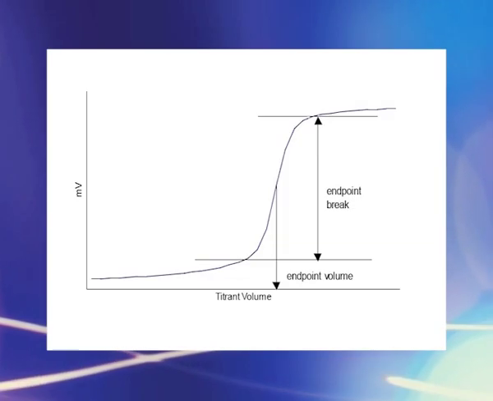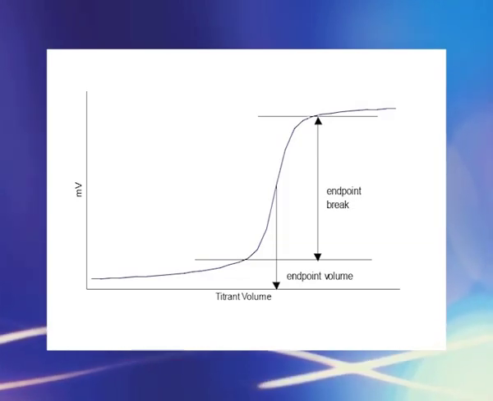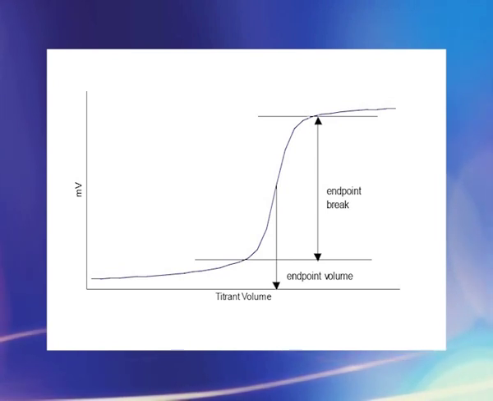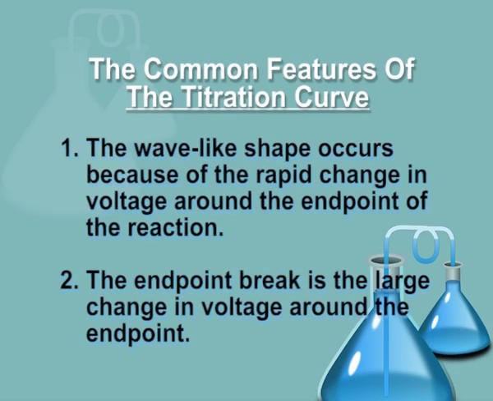In potentiometric titration, we are not interested in relating a single voltage measurement to the solution concentration. We are only interested in identifying the endpoint volume of the titration by the change in voltage from one volume addition to the next. Friends, here you can see figure number 5, which represents a typical potentiometric titration curve. The common features of the titration curve include the wave-like shape, which occurs because of the rapid change in voltage around the endpoint of the reaction.